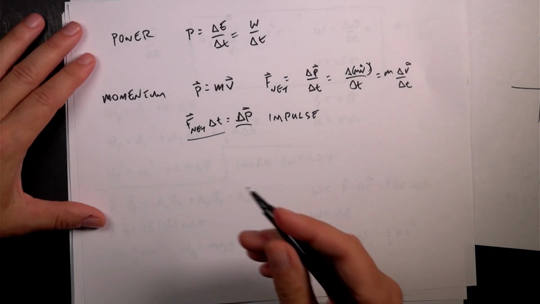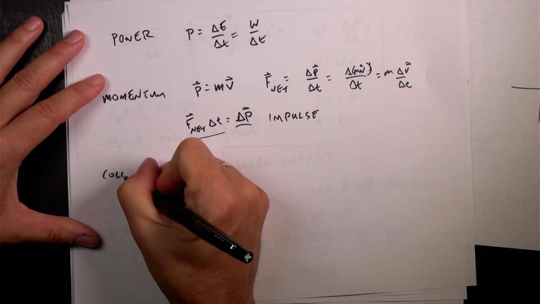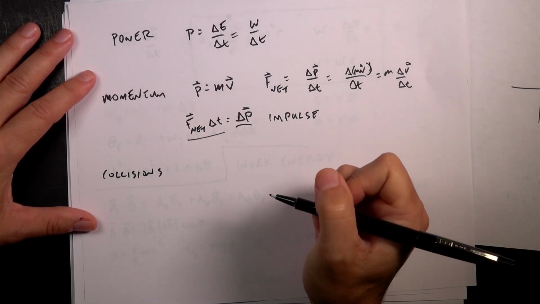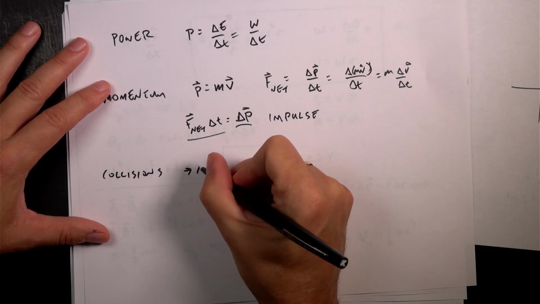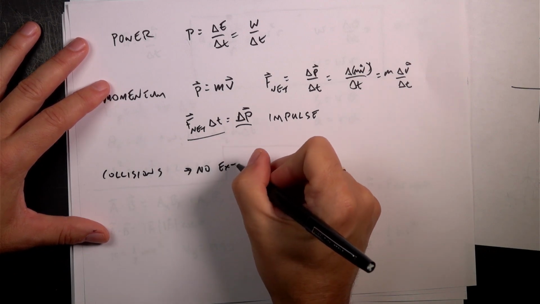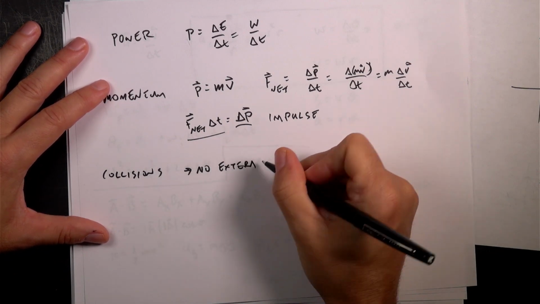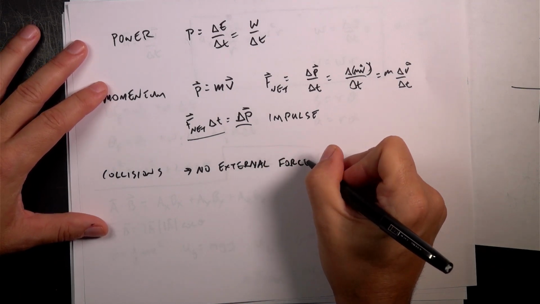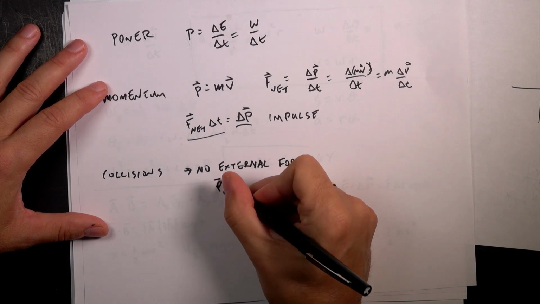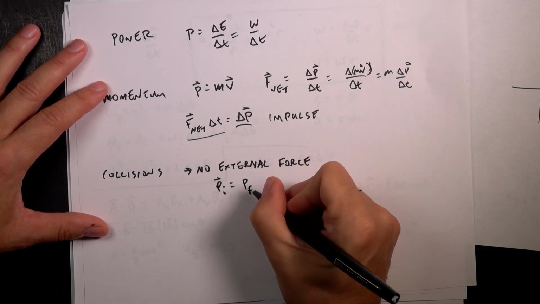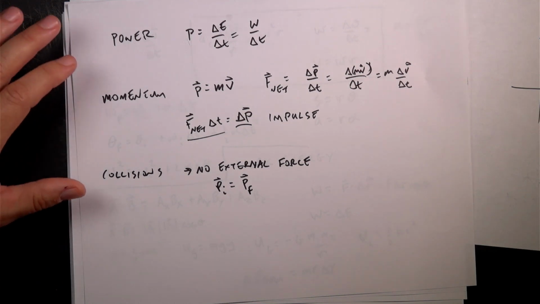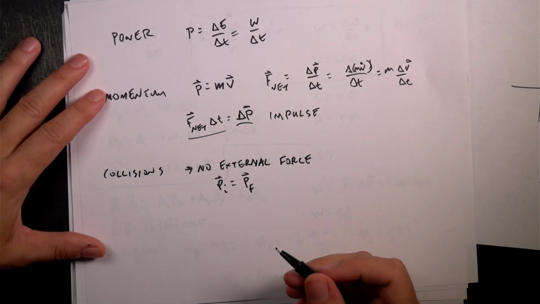It's important to realize that in collisions, I wouldn't write this as an equation, but if there are no external forces, only internal forces, then P initial equals P final. So the total momentum before the collision is equal to the total momentum after the collision. And then we have three kinds of collisions.